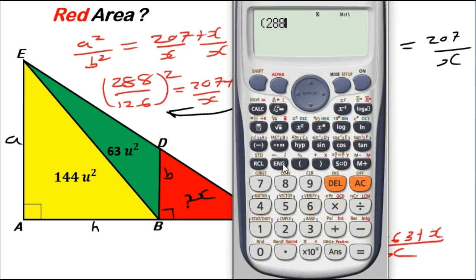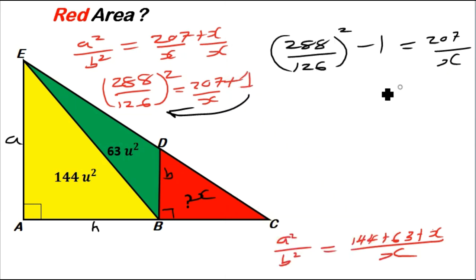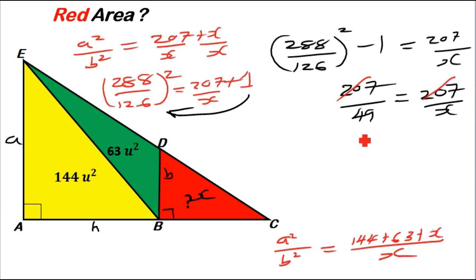So when you have 288 over 126 squared minus 1, what do we get? 207 over 49. So we have 207 over 49 equals 207 over X. From here you can see 207 cancels with 207. We remain with 1 over 49 equals 1 over X. So when you cross multiply, you get X equals 49.